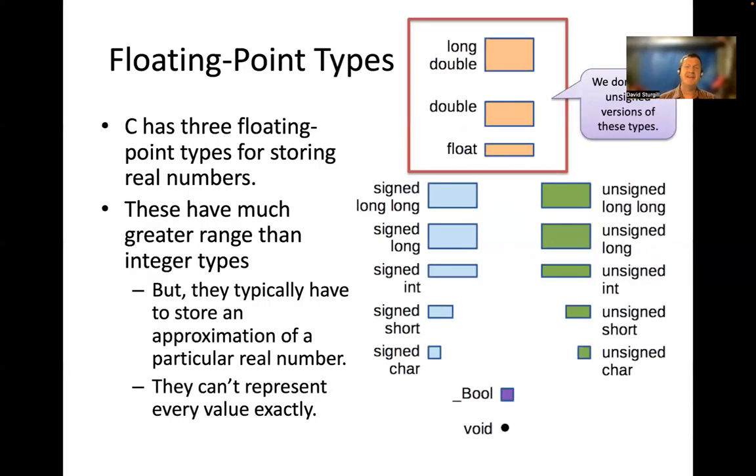We've been talking about integer types so far. We've left out some of the most tricky types to represent, the top 3 in our table here, floating point types.